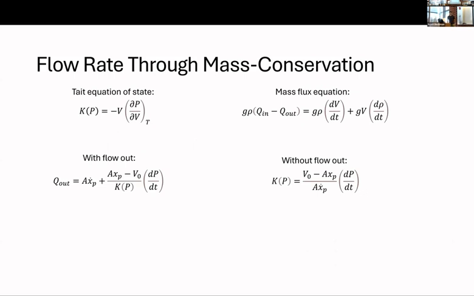So now I'll get into some of the math that we go into for how we get a flow rate through mass conservation, where we start with the Tate equation of state and the mass flux equation, and through fairly simple symbolic manipulation and a few derivatives, we end up with two main equations that we use to one, characterize a local state of a pressure to bulk modulus relationship, and then predict our flow rate out. And that allows us to set up a simple PID loop and sort of relate everything together.